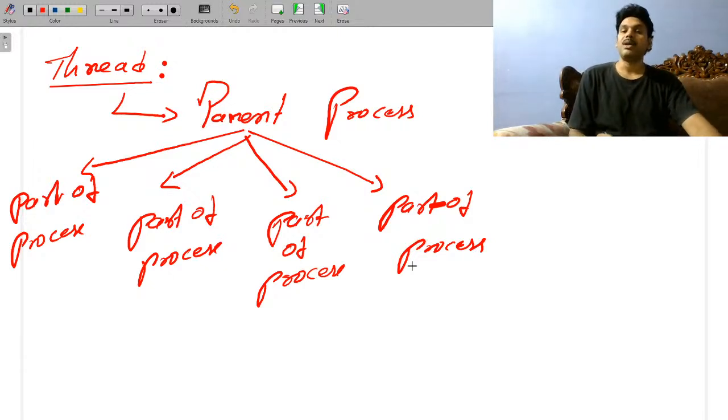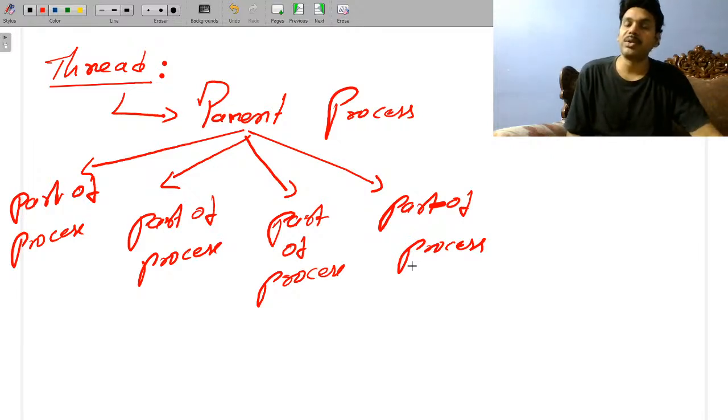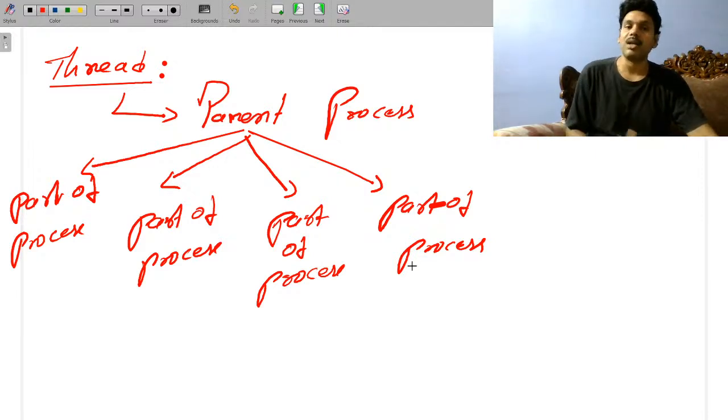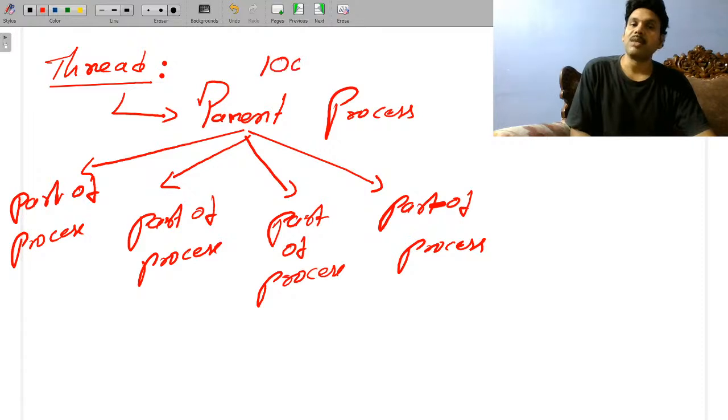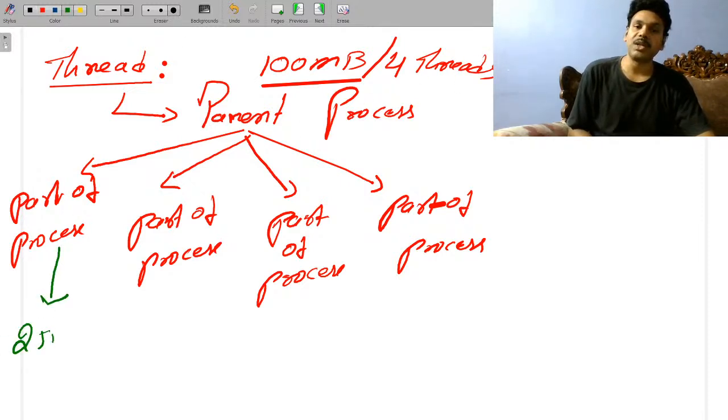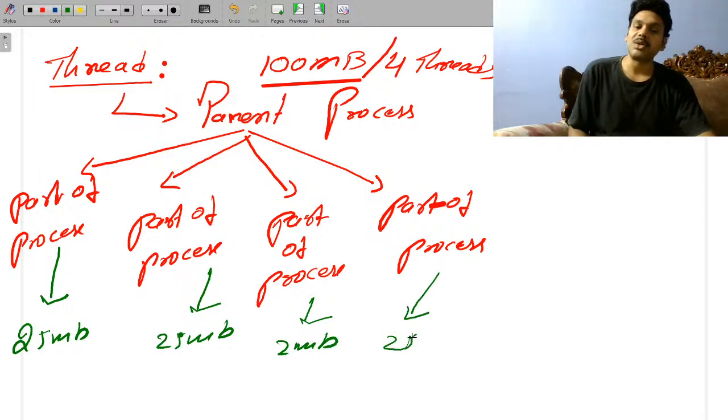In fork, what will happen? The same piece of code is going to be executed there and here. So if the parent program size is 100 MB, all the child processes are also 100 MB. Don't forget that. But here it is not like that. If my parent program size is 100 MB, I can split it into 4 threads. Then each thread is only capable of running a maximum of 25 MB. So this is running 25 MB, this is running 25 MB, this is running 25 MB, this is running 25 MB piece of code, and I am giving them to different CPUs. So my motto is achieved.